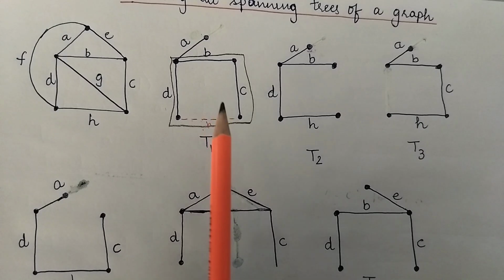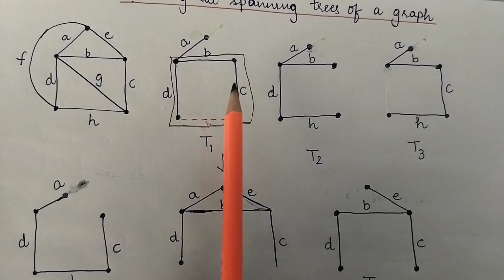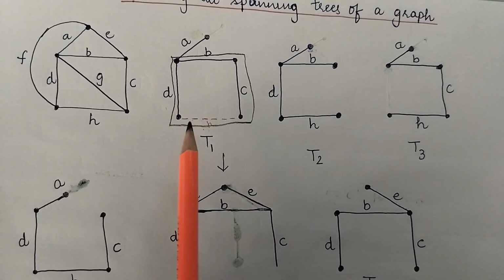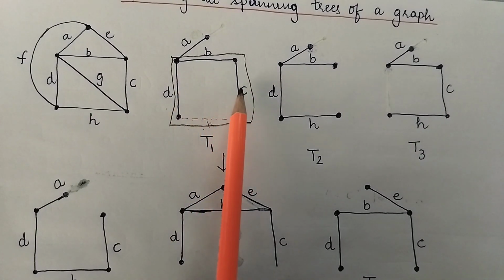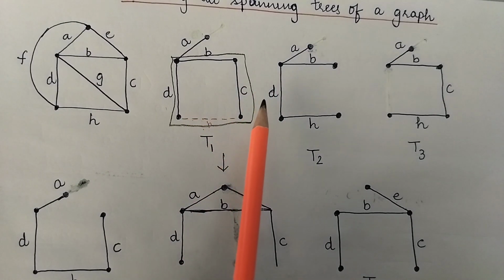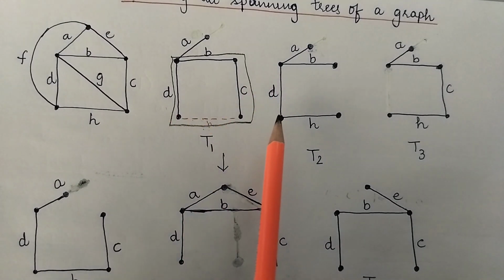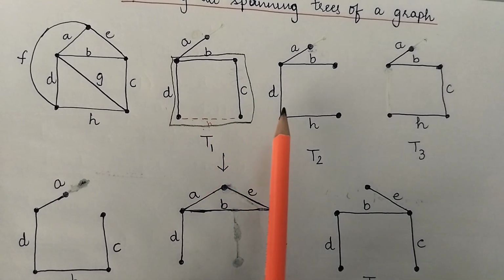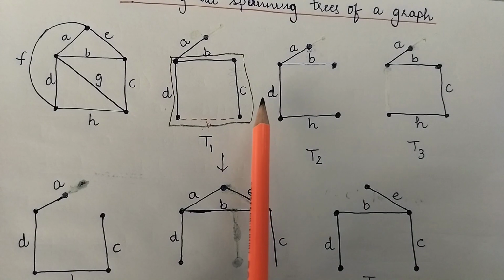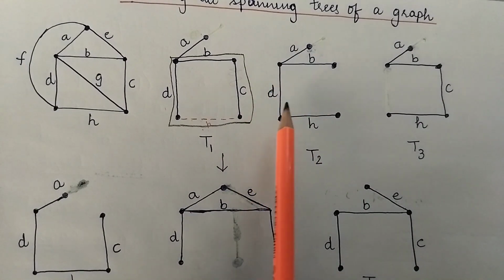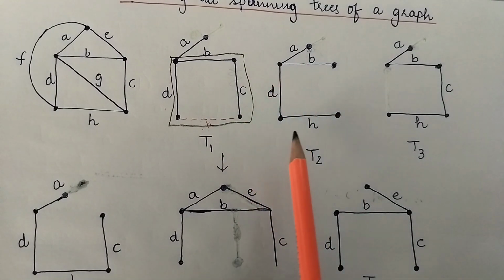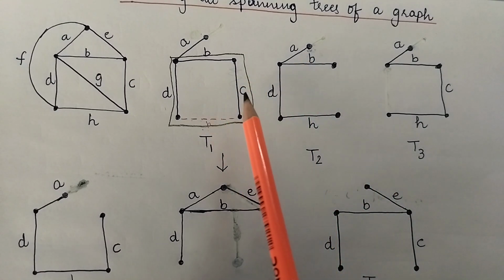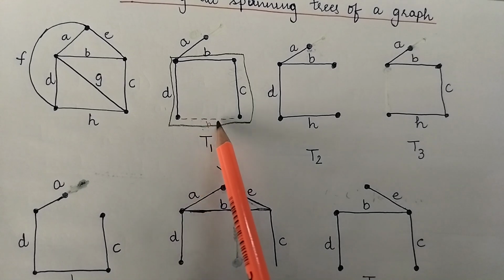Now from this very fundamental circuit, if I remove a branch, I am talking about branch. So D, B, C are branches and H is a chord. Among D, B, C, I have to remove one such branch which again removes the circuit. Say for example, I remove the branch C. When I remove this particular branch, you can see here that the graph again becomes circuitless and I get my second spanning tree T2.